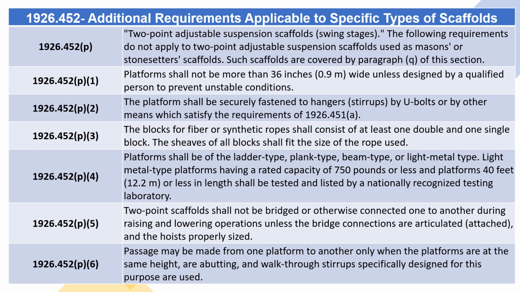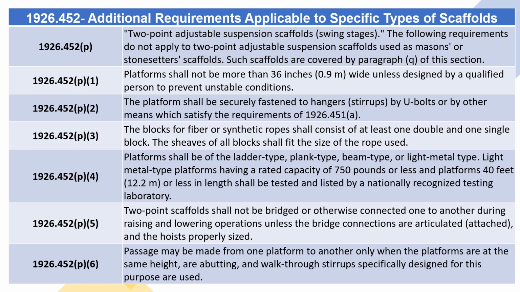1926.452(p)(1) through (p)(6): Platforms shall not be more than 36 inches (0.9 meters) wide unless designed by a qualified person to prevent unstable conditions. The platform shall be securely fastened to hangers, stirrups, by U-bolts or by other means which satisfy the requirements of 1926.451(a). The blocks for fiber or synthetic ropes shall consist of at least one double and one single block. The sheaves of all blocks shall fit the size of the rope used.